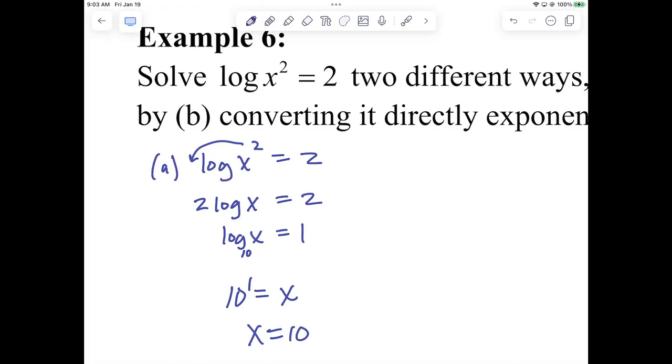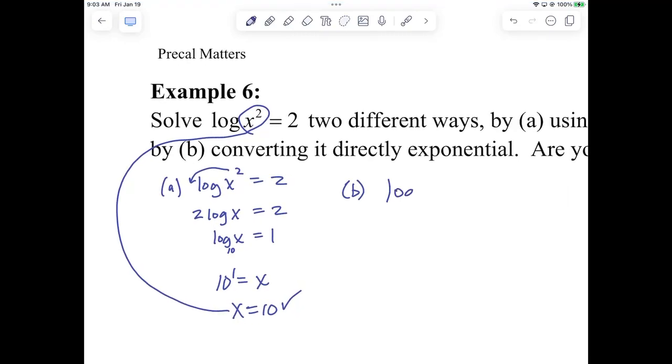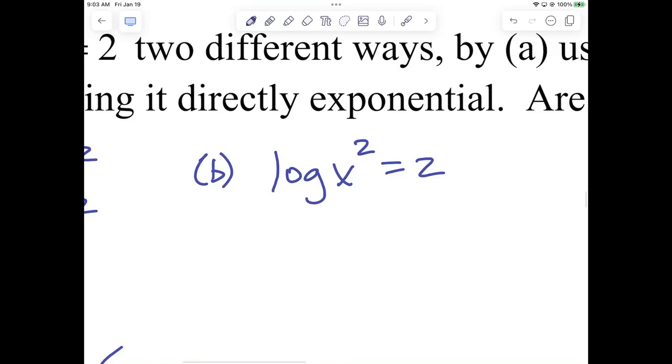Now, we got to check it since I didn't find the domain in the beginning. You plug it in. Back to the beginning. What is 10 squared? 100. Is that a positive number? Yeah, so it works. All right, that's part A. Now, part B says to just convert it directly. So it was log of x squared equaling 2, and notice that we already have the log isolated. When I brought the 2 down, I isolated the log. The log is currently isolated, so let's see what happens when we convert it right away.